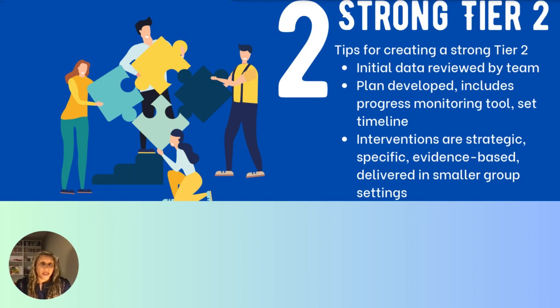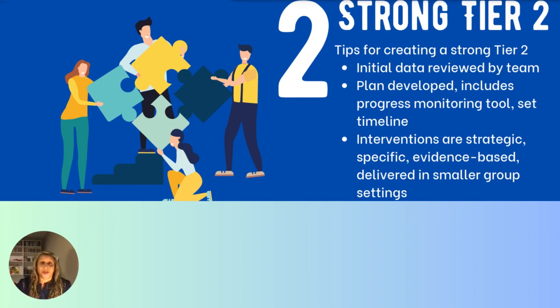Be sure that the initial data is reviewed by the team. This will help get a full picture of the student and look at where they have started and their progression thus far. A plan is developed with a specific goal. When setting the plan, be sure that the intervention and progress monitoring tools support the identified skill or skills. Many times, the intervention does not support the goal established in the plan.